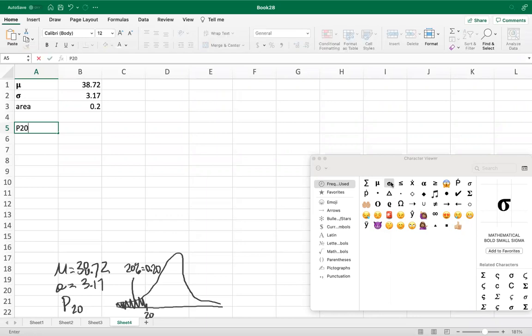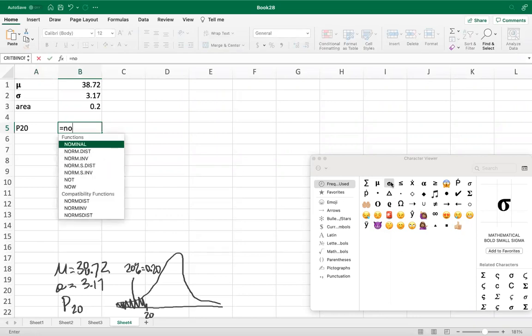So P sub 20 equals normal distribution. So we have these two here. We either have distribution or we have inverse. Distribution we use for area, so when we need area. Inverse is when we have area.